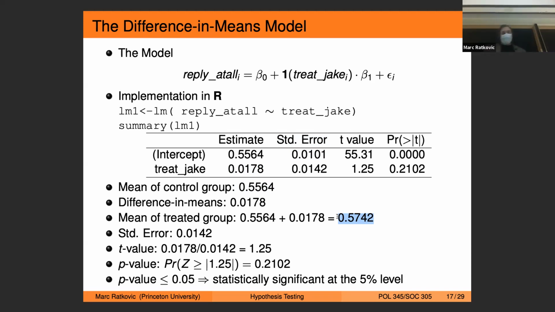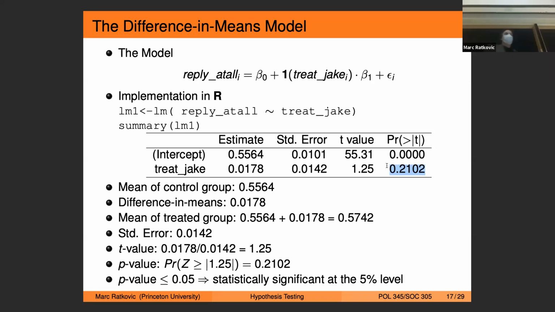In order to do that, we use the precision estimate. We take this 0.016, which is the difference in means, and divide it by the standard error, which is 0.042, and that's going to give 0.25. If the t value is above 1.96 or below negative 1.96, we're statistically significant. Another way to do that is to consider the normal approximation: what's the probability of this difference if the true difference were actually zero, or something larger? And the p-value is 0.21.